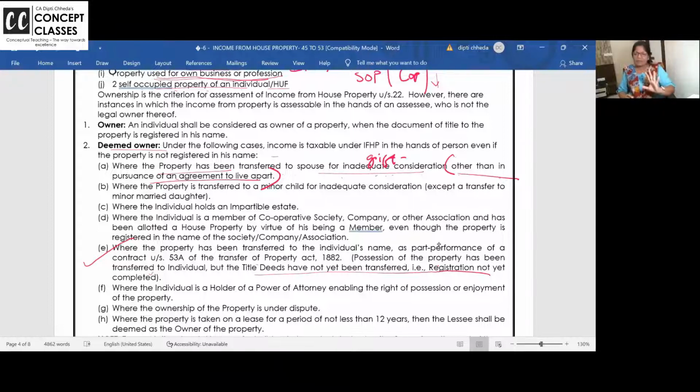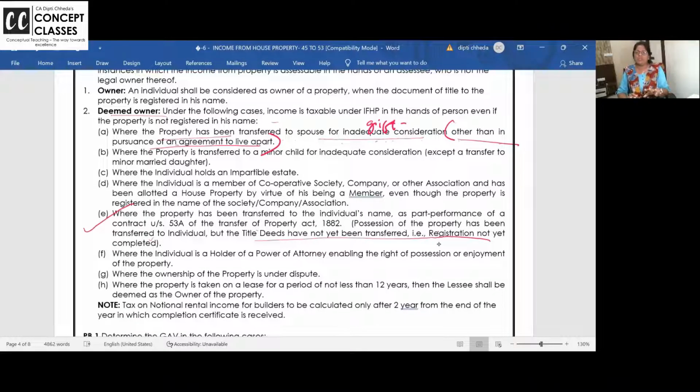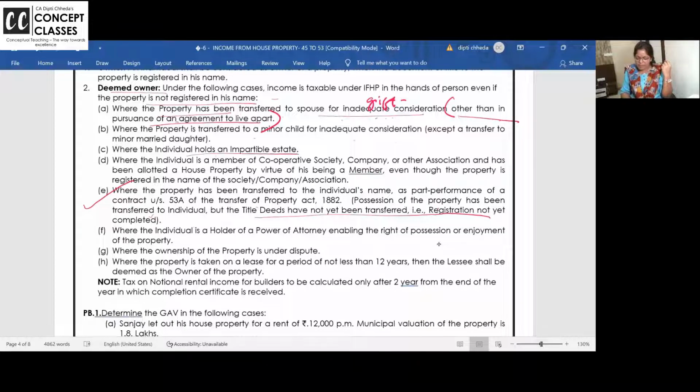So you understand simply and remember it for some examples. Husband transferring the property to wife without adequate consideration: outright sale, take the money, no problem. If you transfer without adequate consideration, the husband is going to be the deemed owner, even if he is not the registered owner. Property transferred to a minor child for inadequate consideration. Where the individual holds an impartible estate, joint property, a dispute going on and it's an ancestral property, everyone is said to be the deemed owner.